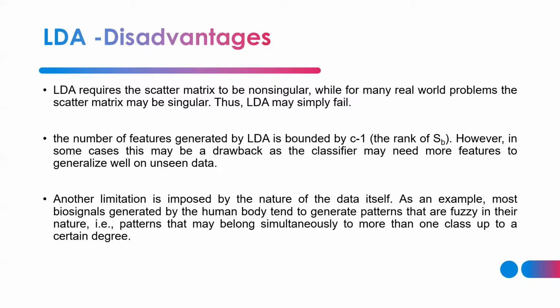Another limitation is imposed by the nature of the data itself. For example, with many biosignals, like when you talk about using biosignals for sleep stage classification, when you look at the very deep stages of sleep, the patterns might actually be similar. So they are not really crisp. You can't say this pattern 100% belongs to class N1 or N2. You have to give some sort of fuzzy membership. So the patterns become fuzzy in nature. The pattern can belong to more than one class by some degree of membership. So how would you resolve that with this way of crisp class association?